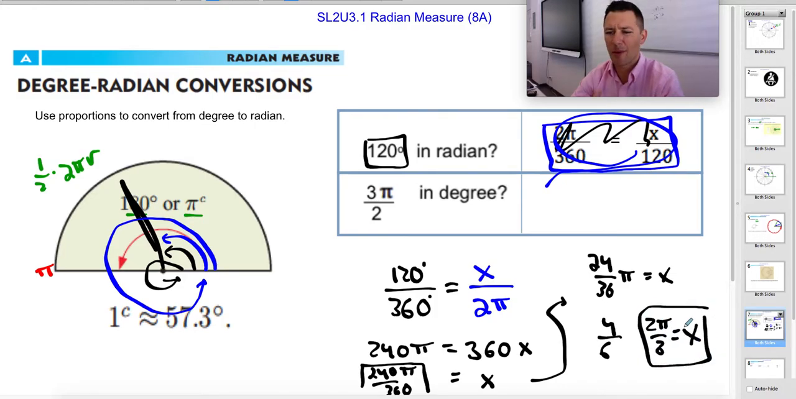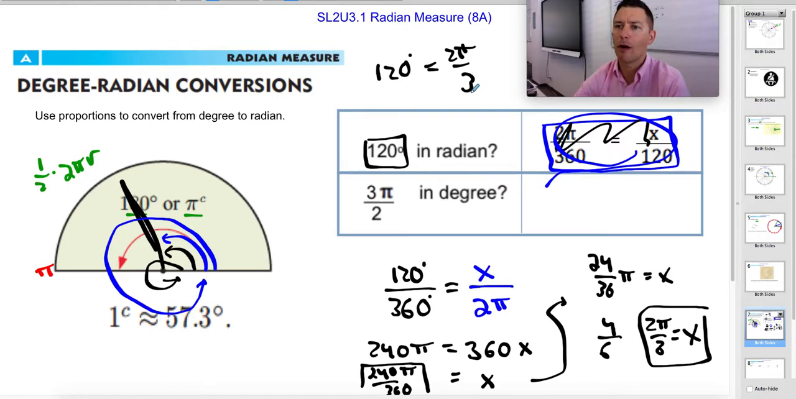All right, I'm kind of cruising through that because I assume that you've seen that. So you can call it 120 degrees, or its equivalent is 2 pi thirds. Just like 100 degrees Celsius is 212 Fahrenheit. They're equivalent. They feel the same when you put your hand in the water.